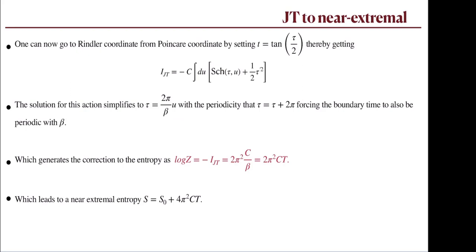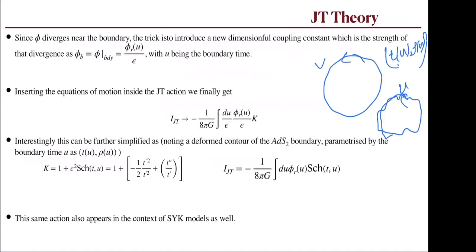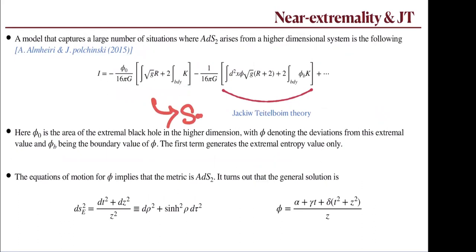If you put everything and solve, this is your classical action, this is a Euclidean action. So if you do a log Z, you will now have a 2 pi squared C T term, where T is defined as 1 by beta. The C is some constant that I haven't been very judicious about. All this jugglery lets you have this initial part, which gives you the S0, the leading extremal entropy, and this term would give you the near extremal entropy.